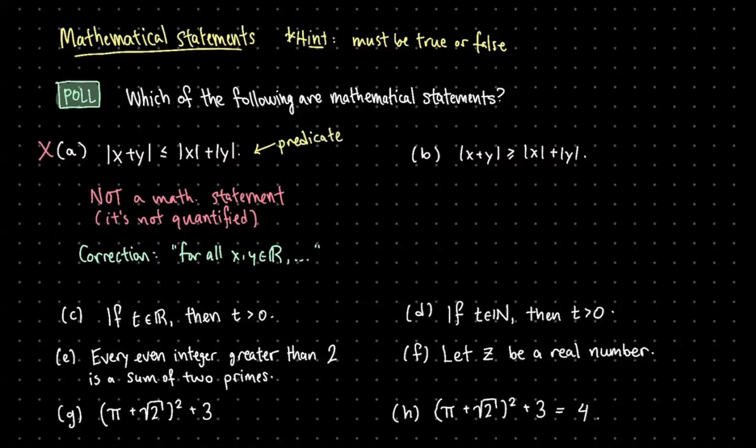Okay, how about B? B looks false because it looks like a triangle inequality, but backwards. But it actually is not even a statement, again, because it's a predicate. So not a statement. It's a predicate.